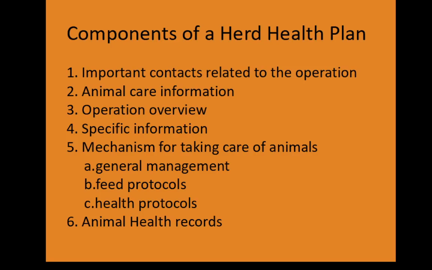Okay, so what are the components of a herd health plan? First one, important contacts related to the operation. Next is animal care information. After that, operation overview. And then next is specific information, and then mechanism for taking care of animals, and then animal health records. Okay, let's talk about each one of them.